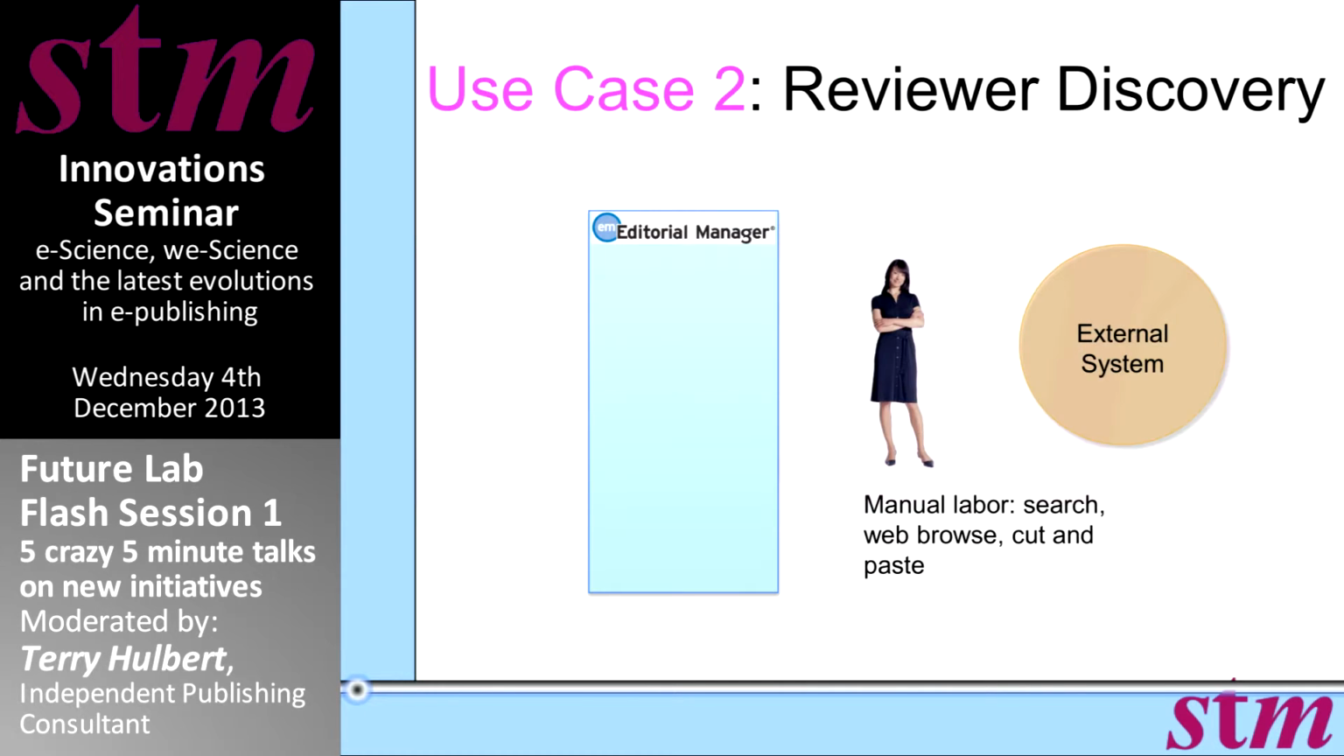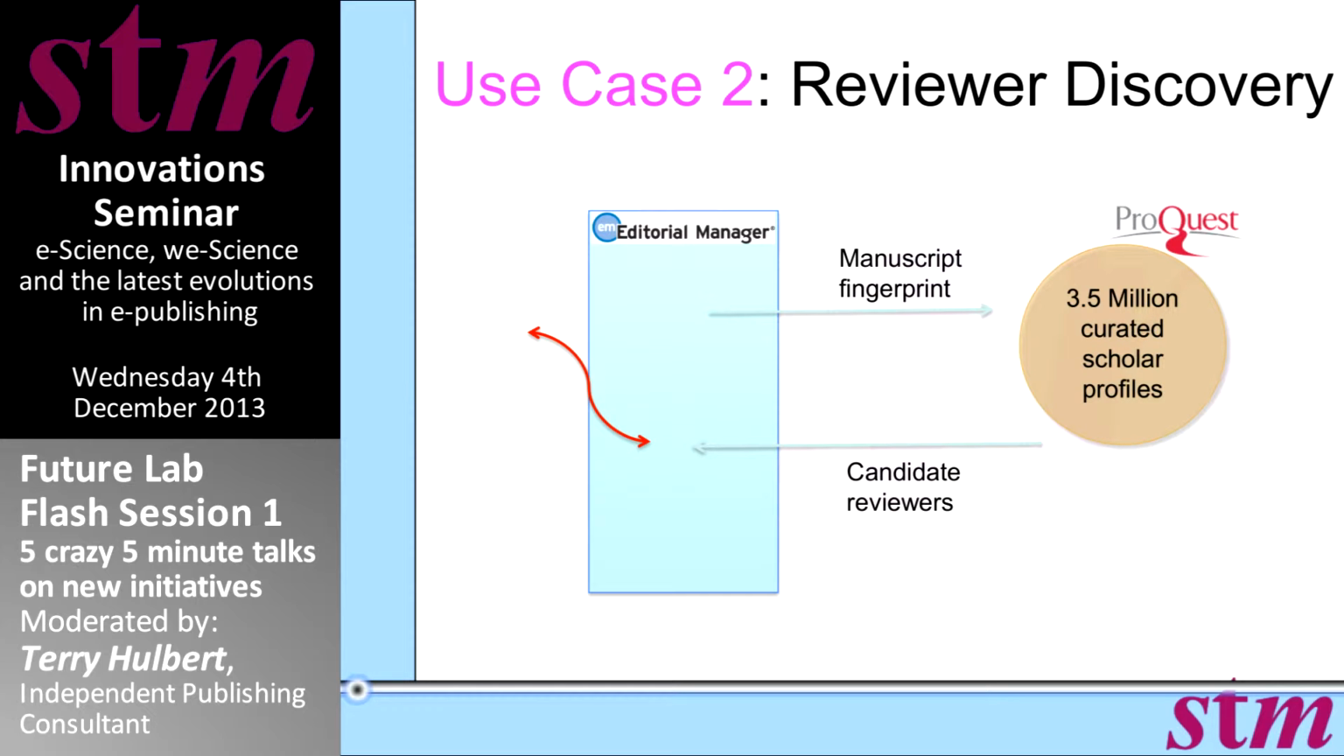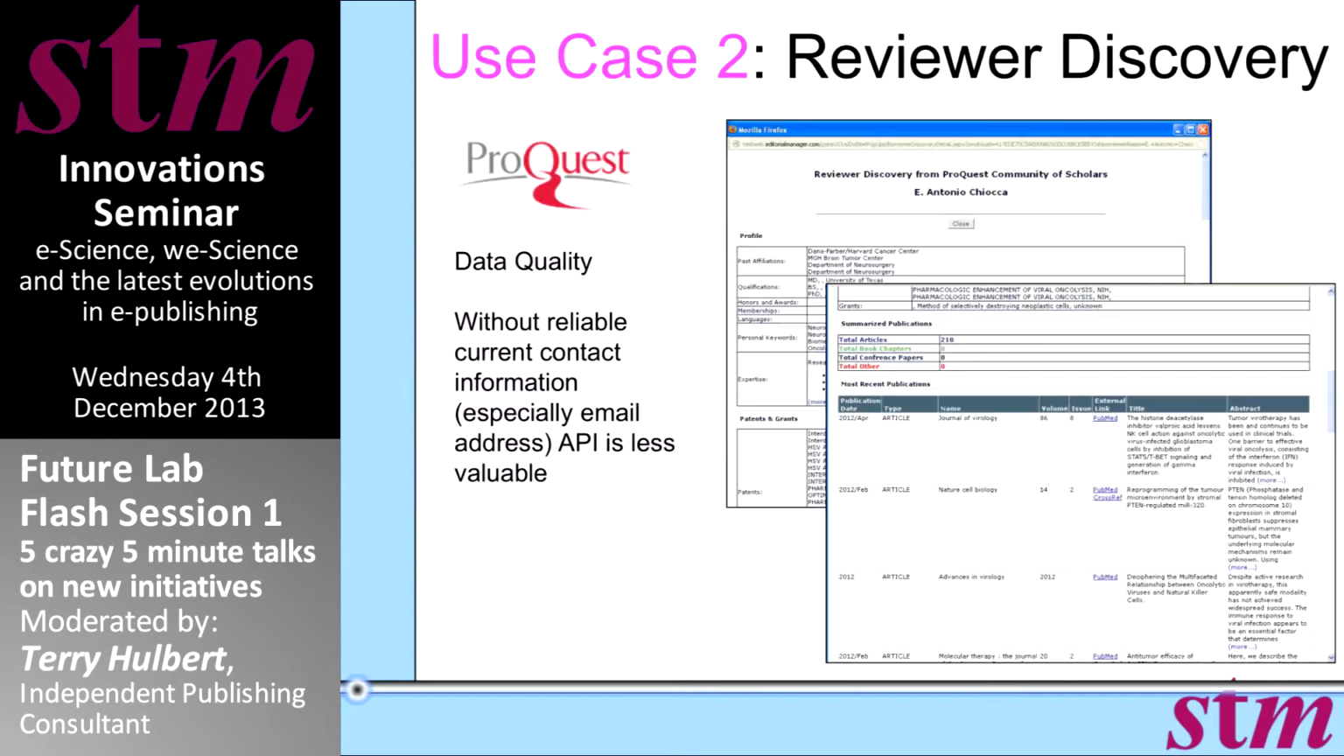Another use case involves editors. Editors often have difficulty finding reviewers. Today, that's done often with a manual process where they search a bibliographic database and cut and paste candidate reviewer information into a peer review system. A classic use of the API here would be to send a manuscript fingerprint out to a ProQuest or other database with 3.5 million curated scholar profiles and display candidate reviewers to that editor so that they can continue with their workflow. But for this to work, the data actually have to be context sensitive.